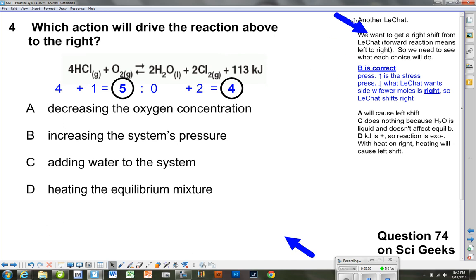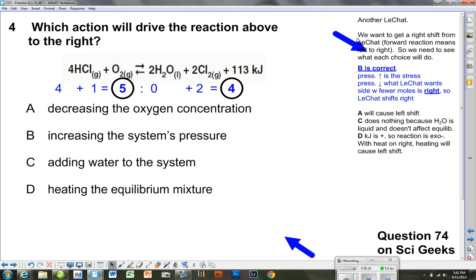So anyway, we want to get a right shift from Le Chatelier. And by the way, the reason I'm going through all of that is these are things that if you don't know, you need to remember. And so it's your job to try and get as much of this stuff in your head as soon as you can. CSTs are coming fast. Okay, so anyway, we want to get a right shift from Le Chatelier. That's the forward reaction.